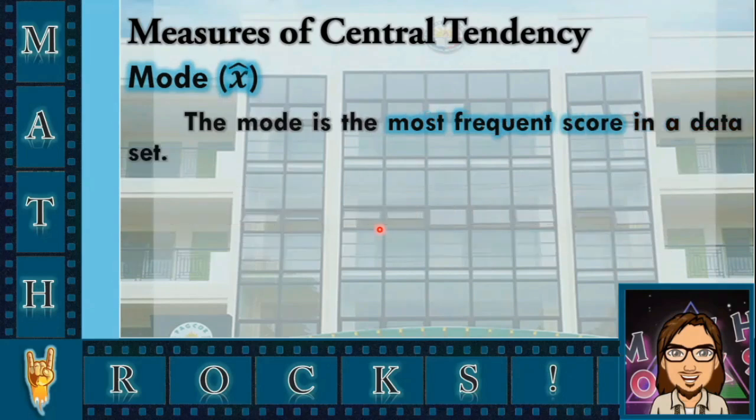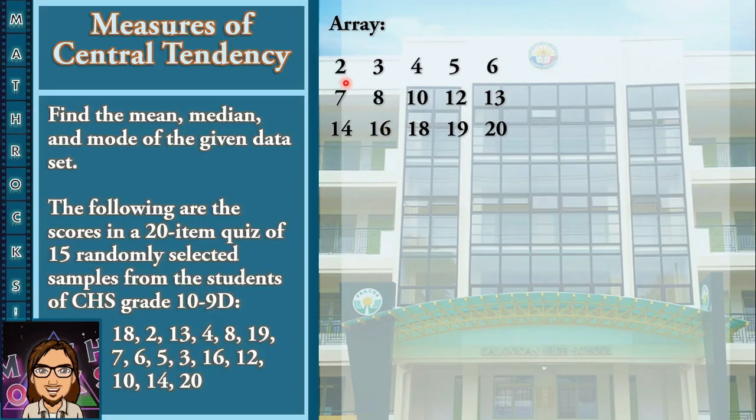Now let us proceed with the definition of the mode. The mode is denoted by this x caret. This one is said to be a caret. By definition, the mode is the most frequent score in a dataset. We will have an example to deal with this particular measure of central tendency on our next slide.